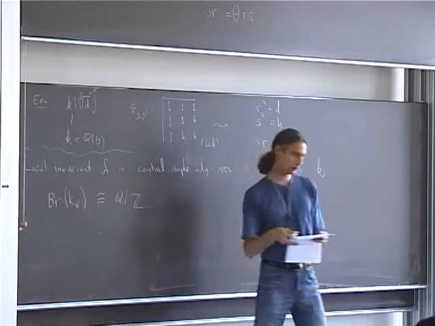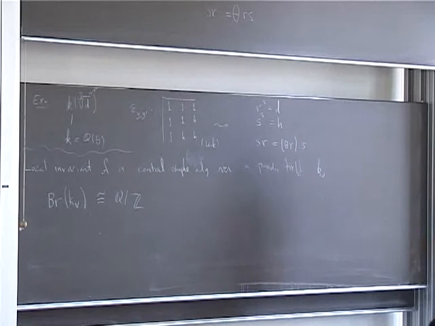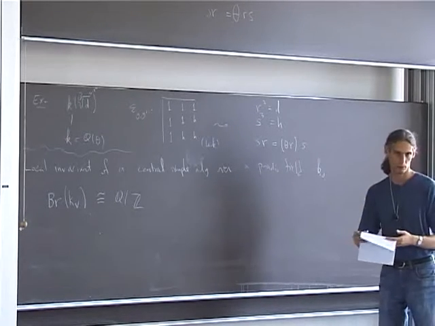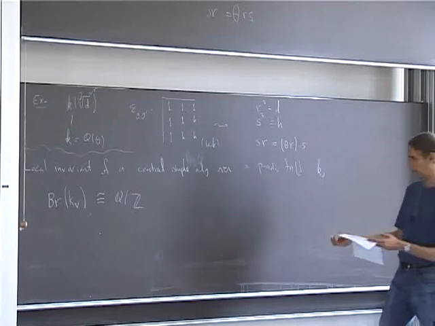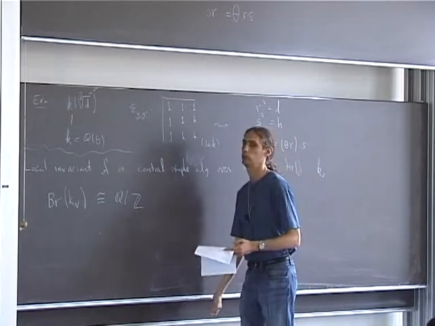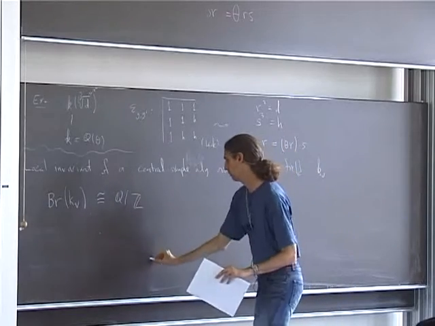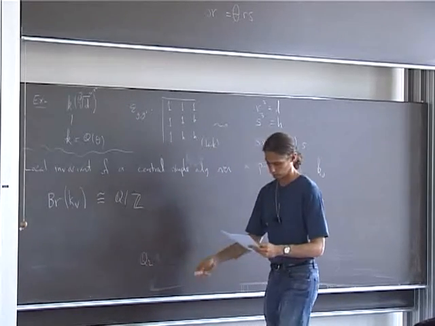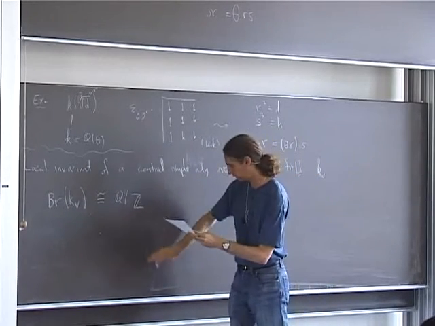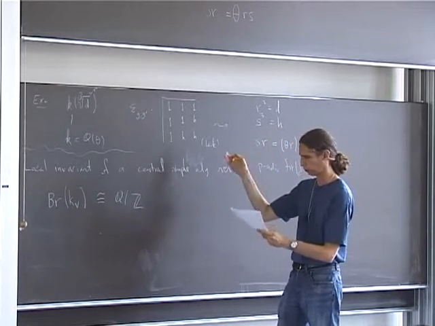So most of you know more about local class field theory than I do. So this is familiar to all of you. But it wasn't familiar to me, so I'll describe it so that I can then understand it. I'll just say quickly in general.